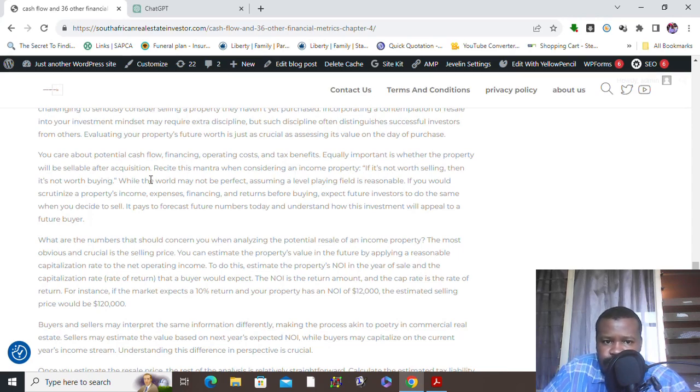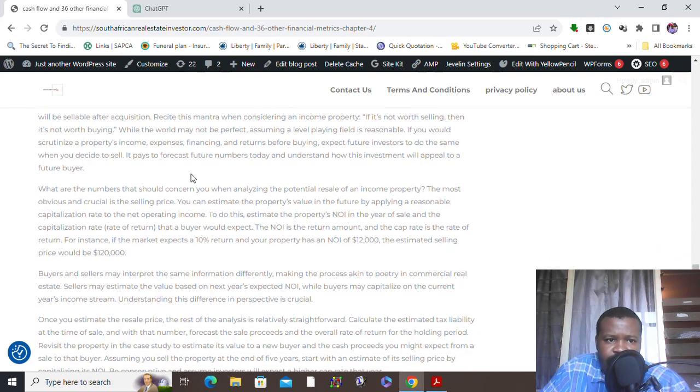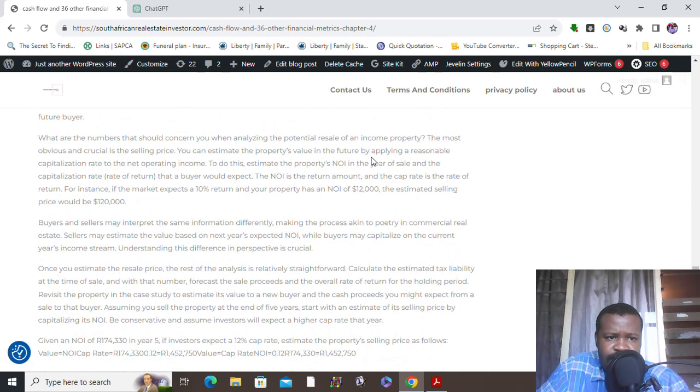While the world may not be perfect, assuming a level playing field is reasonable. If you would scrutinize a property's income, expenses, finances, and returns before buying, expect investors to do the same. When you decide to sell, it pays to forecast future numbers today and understand how your investment will appeal to a future buyer. What are the numbers that should concern you when analyzing a potential resale of an income property?